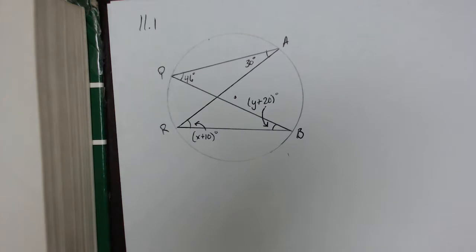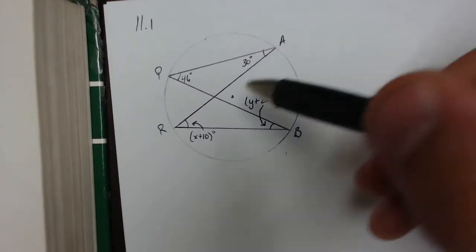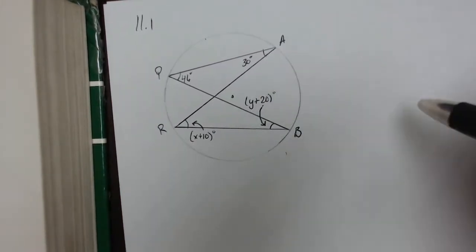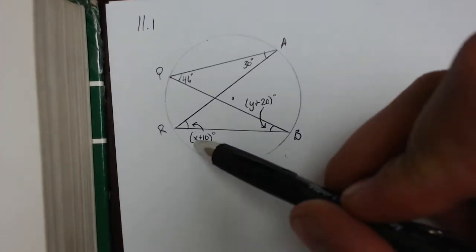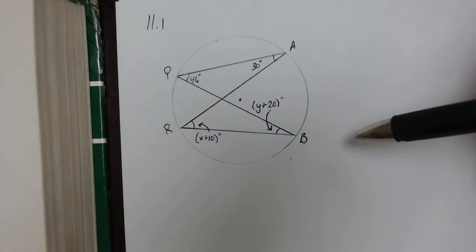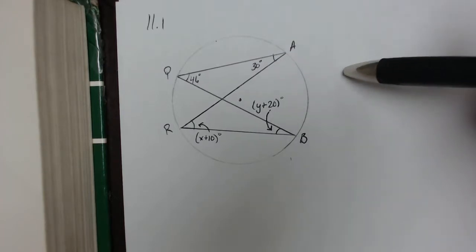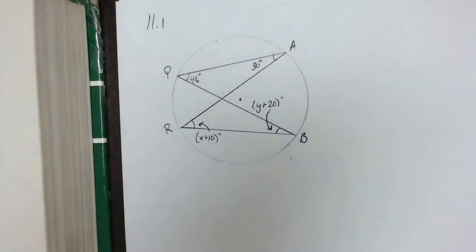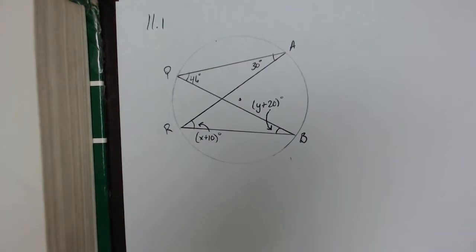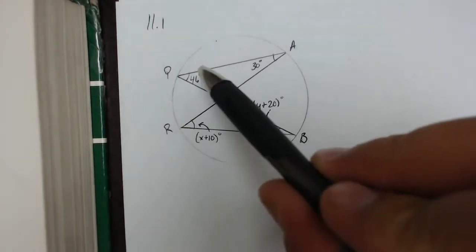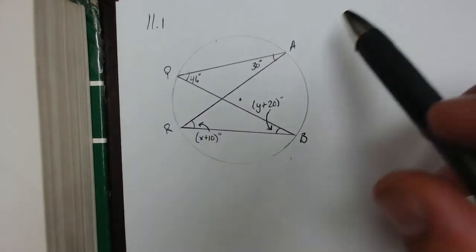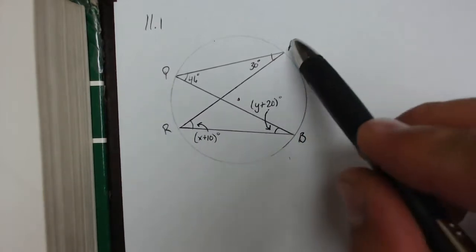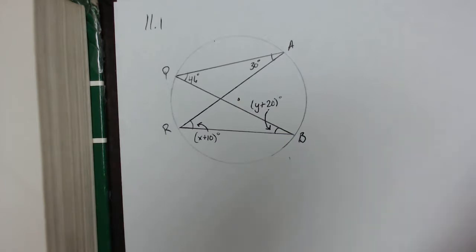So on this problem, they give us this circle with these inscribed chords and interior angles, and they tell us to find the value of x and y. Now the main thing to notice here, we're looking for interior angles. The main ones, if I can trace these, are angle PAR, PBR, ARB, and APB. Those are the four angles we're dealing with.